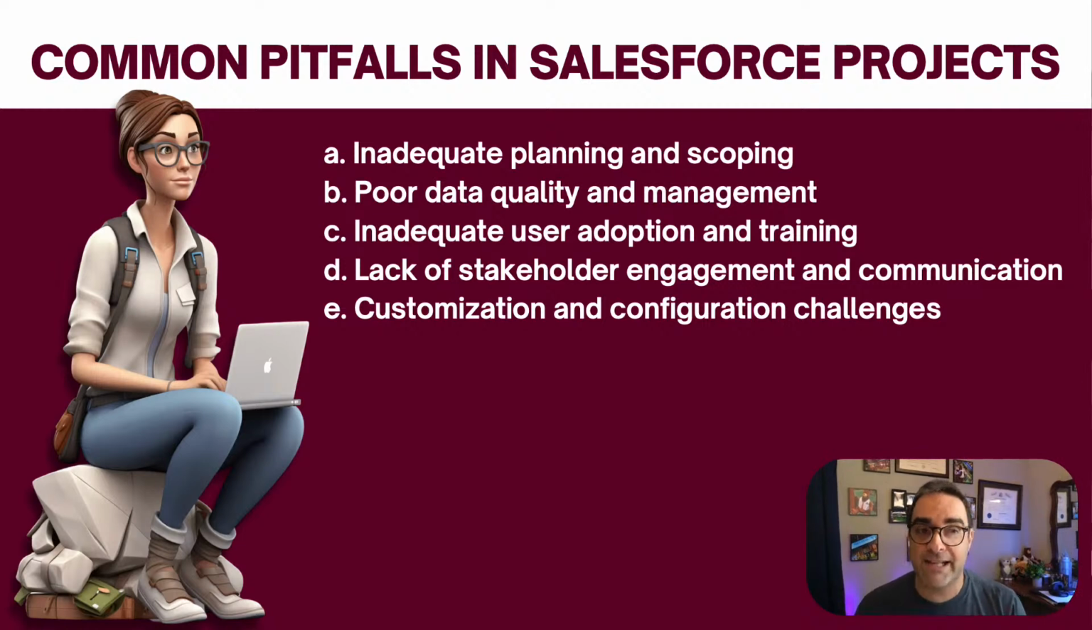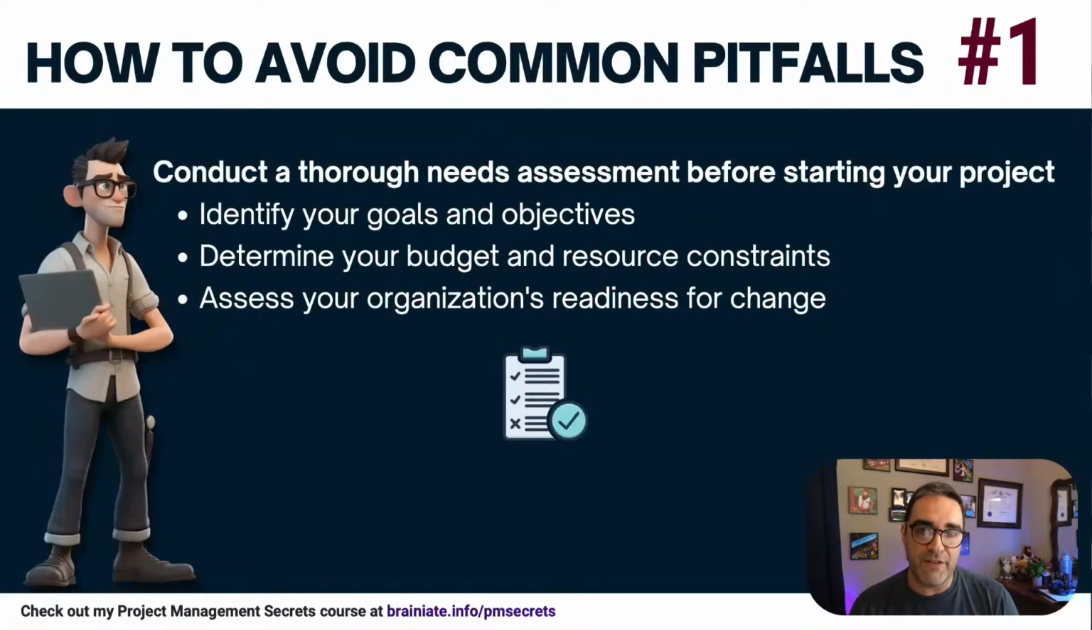Anyway, now that you have an understanding of the common pitfalls, I'm going to show you how we can avoid a lot of these issues. So the first thing we need to do, in order to avoid having vague requirements and vague project scope, is conduct a thorough needs assessment before even starting the project. What does that mean?